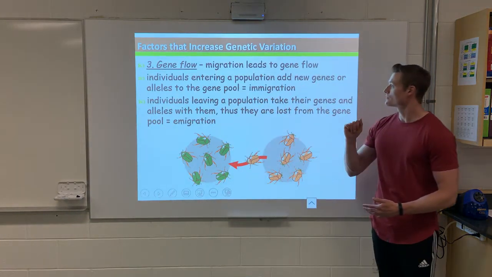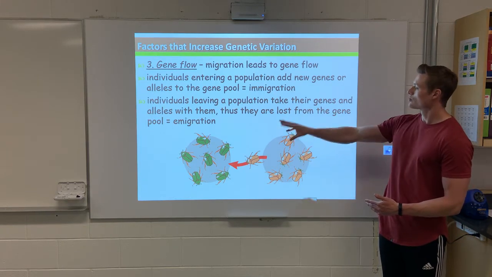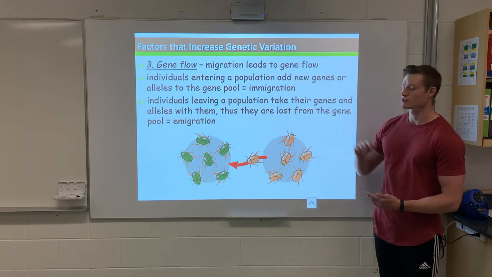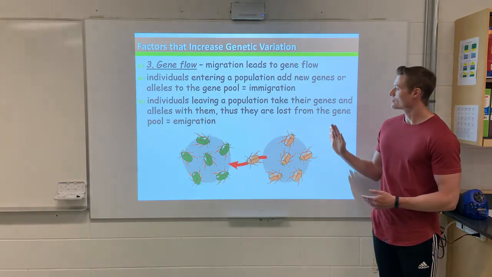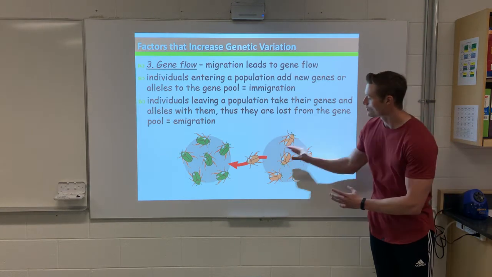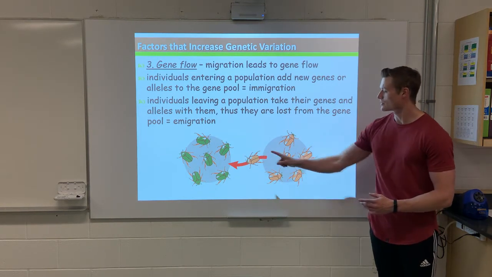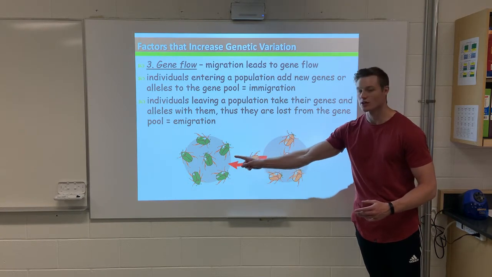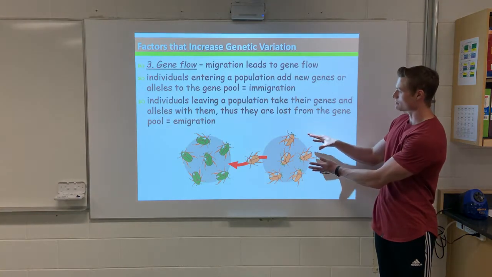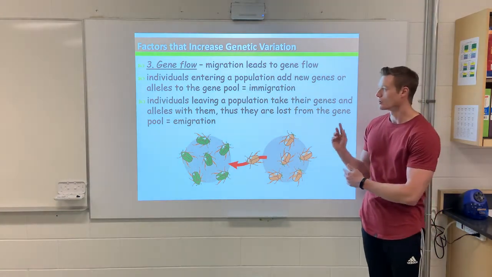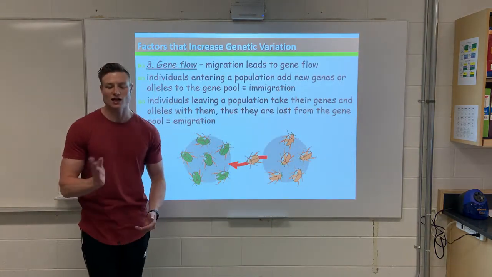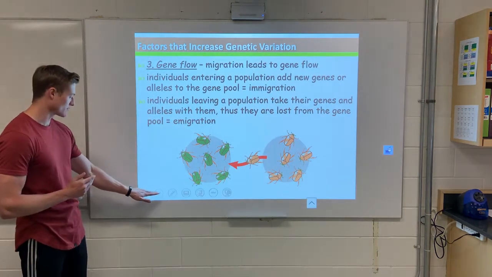Gene flow. Gene flow is essentially migration where individuals are leaving a population and entering into a new population, so essentially immigration. When the individuals leave the population, they take their genes with them and move them to the new population. So now the population they're immigrating to is gaining alleles or gaining variation, and the population they left has lost variation. So immigration is a way to increase variation, and emigration will be a way to decrease variation.